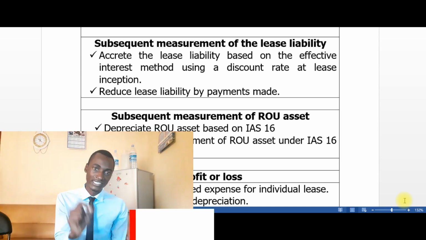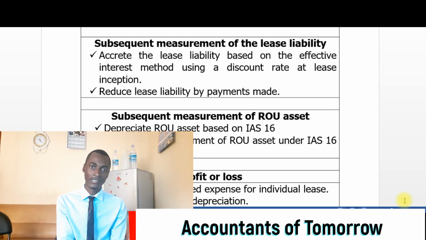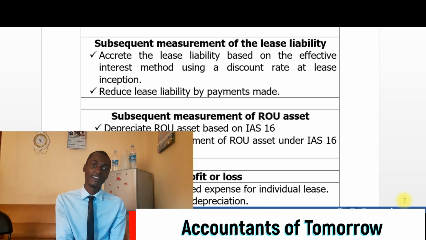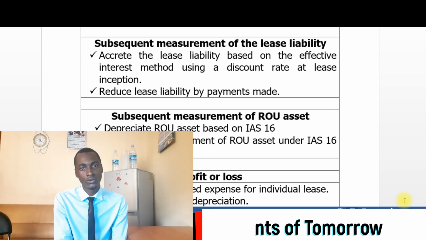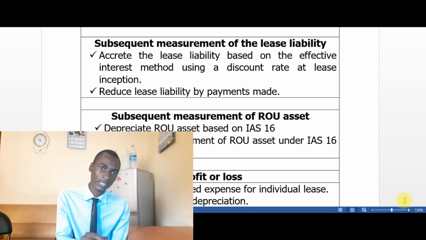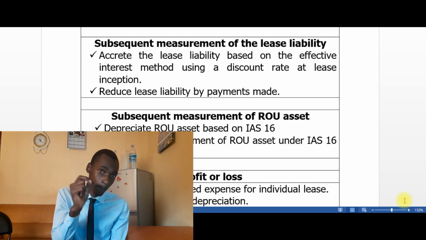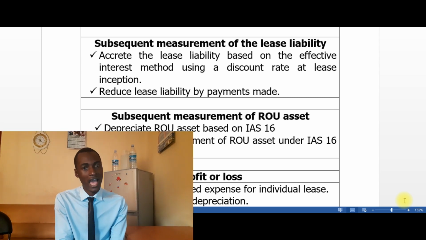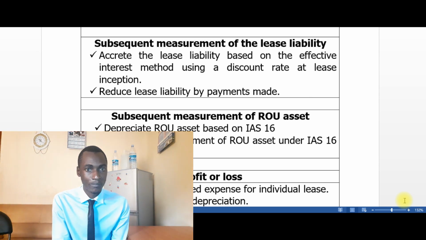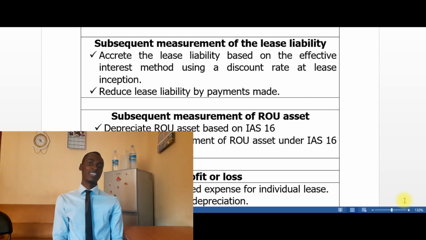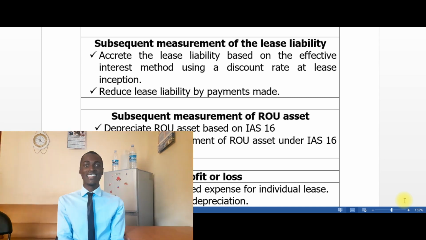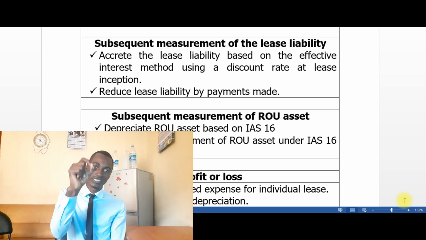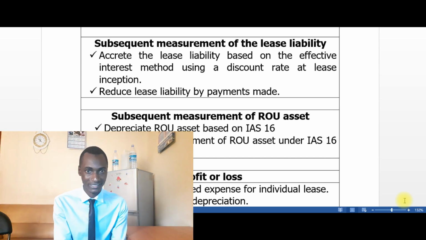So we use IAS 16 property, plant and equipment for subsequent measurement. Alternatively, you can use IAS 40 for subsequent measurement, depending on the purpose of the right of use asset, because it can be property, plant and equipment, or it can be an investment property to be accounted for in accordance with IAS 40 investment property. That is subsequent measurement. Now, what do we report in the financial statements?